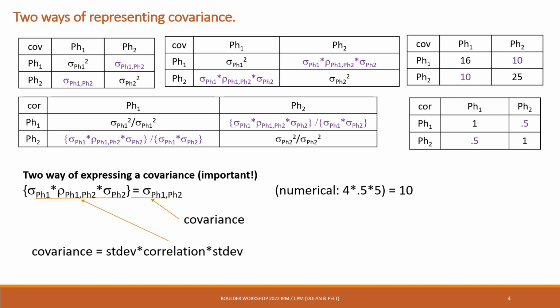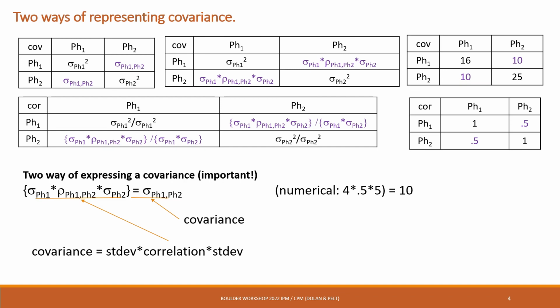The only difference is that we're representing the covariance between the first and the second phenotype differently. It's the standard deviation of the first phenotype times the correlation between phenotype 1 and phenotype 2 times the standard deviation of the second phenotype. So that's the second way to represent a covariance. Now the matrix top right is just a numerical example, and then under that, the second row, you can see the correlation matrix. All the way to the right, you can see that the correlation is 0.5.